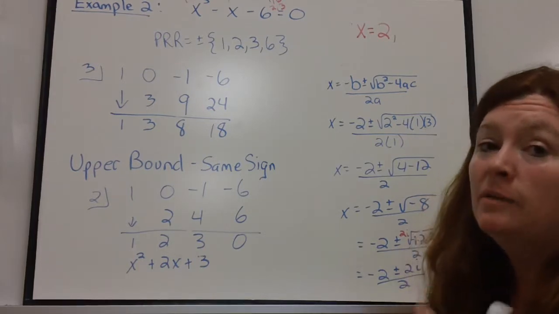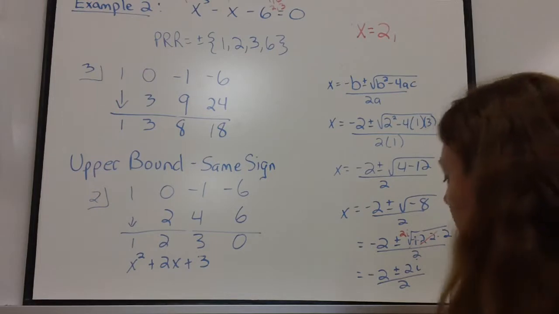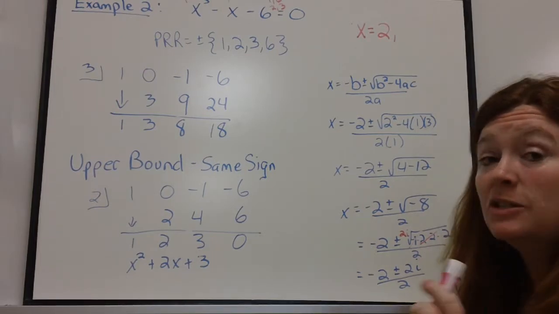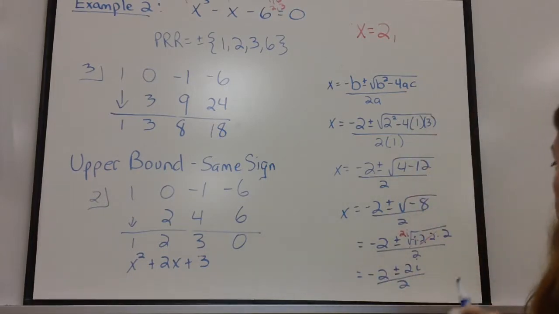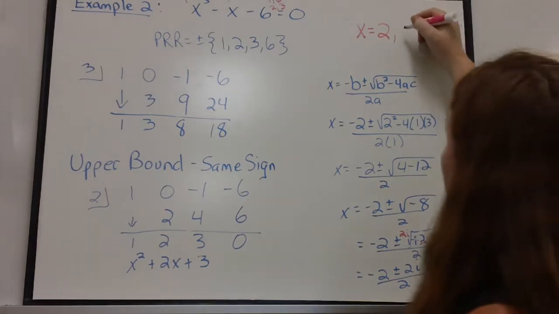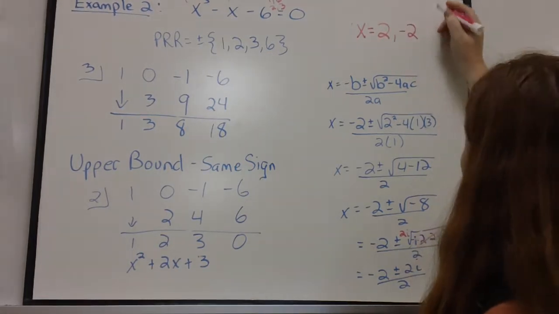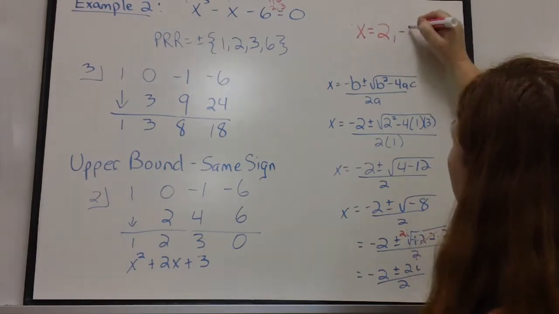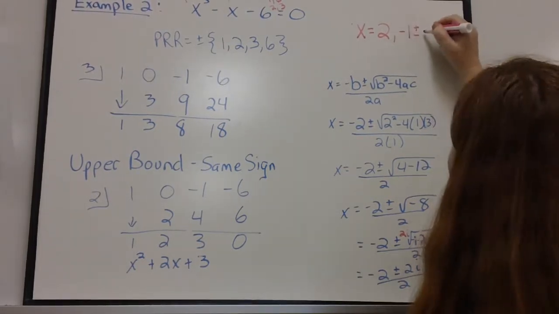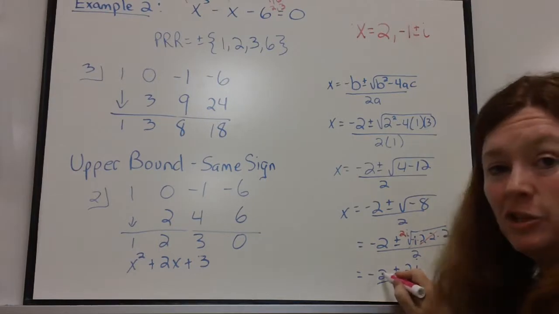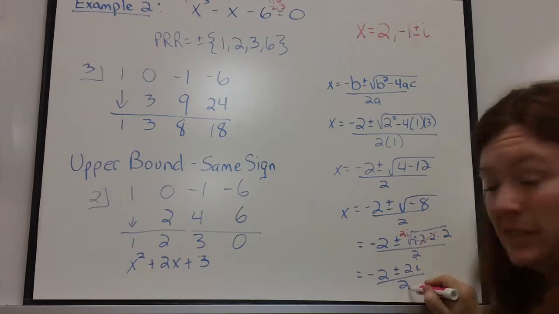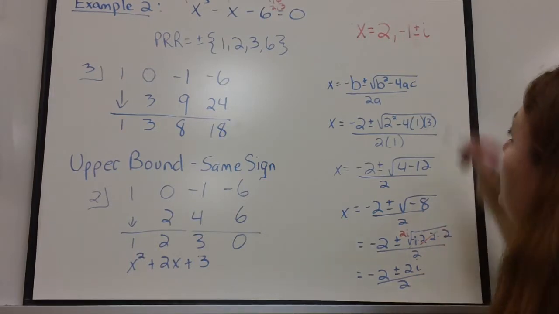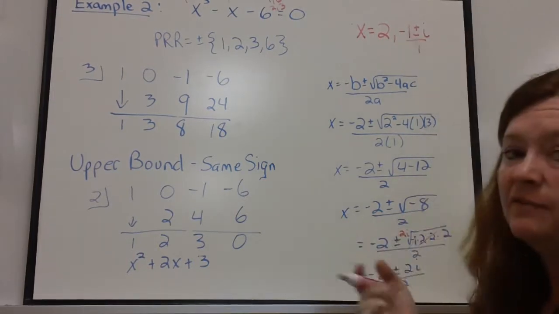We usually won't go this far, but I should still reduce because all 3 terms can be divided by 2. So when I divide everything by 2, I get my other 2 answers, which are negative 1 plus or minus i. When I divide negative 2 by 2, I get negative 1. When I divide 2i by 2, I get i. When I divide 2 by 2, I get 1. If you want to write over 1, that's fine. I don't mind.